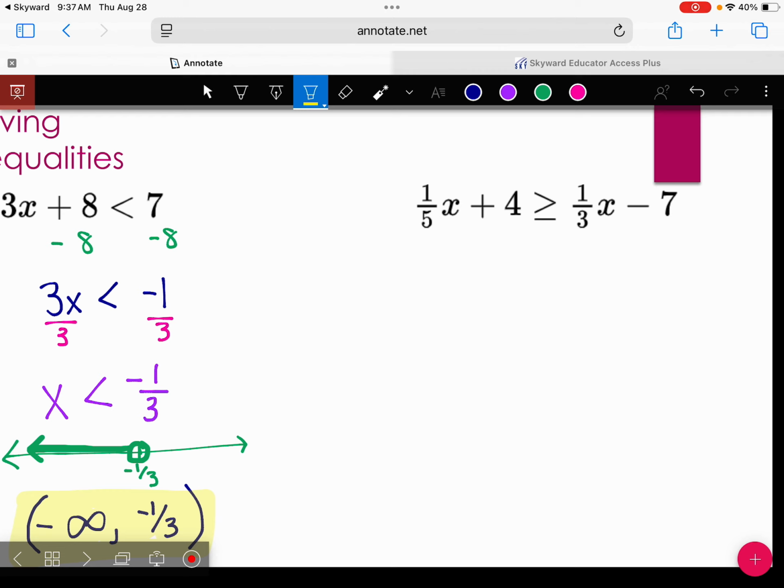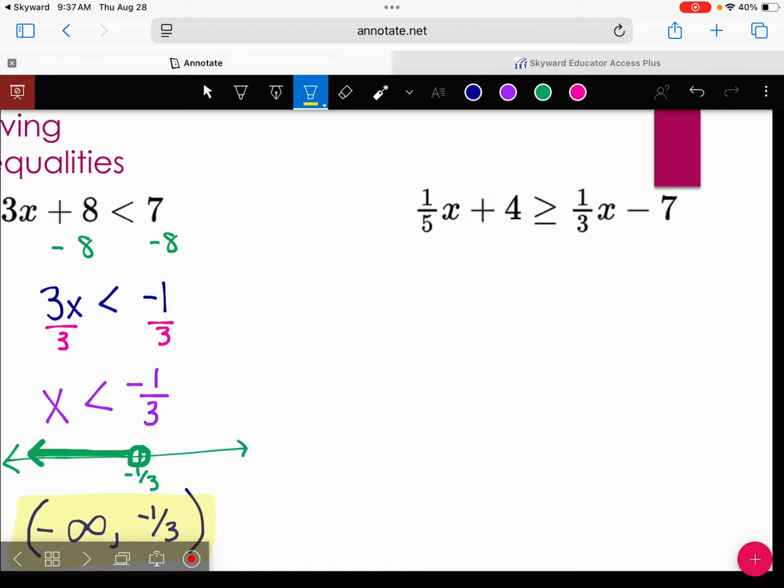Don't say cry. I was going to say go to sleep. Don't do that either. I know we look at this and we go, ew, fractions. Ugh. How do I get rid of a fraction? Multiply by the denominator. So what should I multiply by?